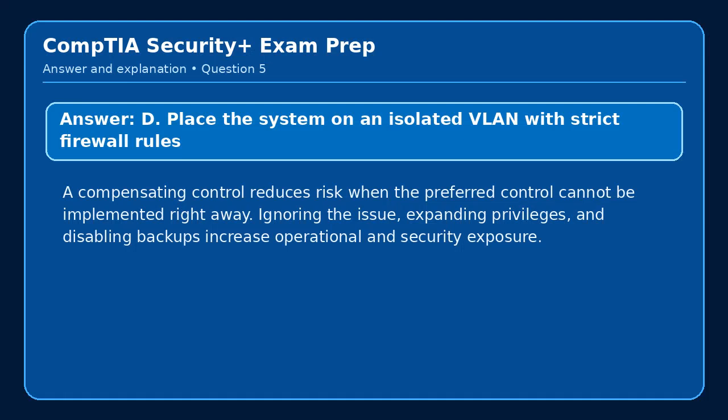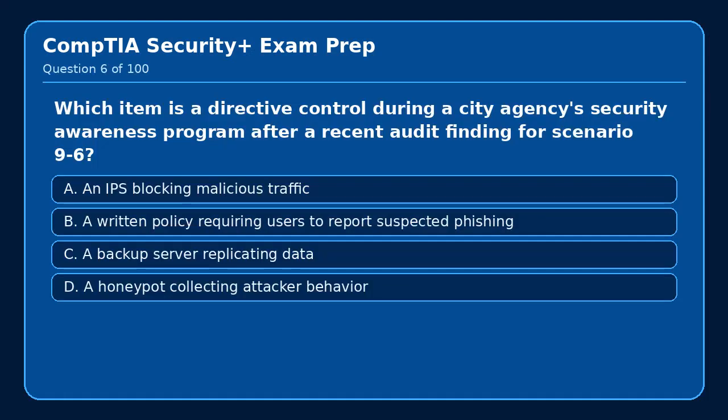Which item is a directive control during a city agency security awareness program after a recent audit finding for scenario 9? A. NIPS blocking malicious traffic. B. A written policy requiring users to report suspected phishing. C. A backup server replicating data. D. A honeypot collecting attacker behavior. Take a moment to choose your answer.